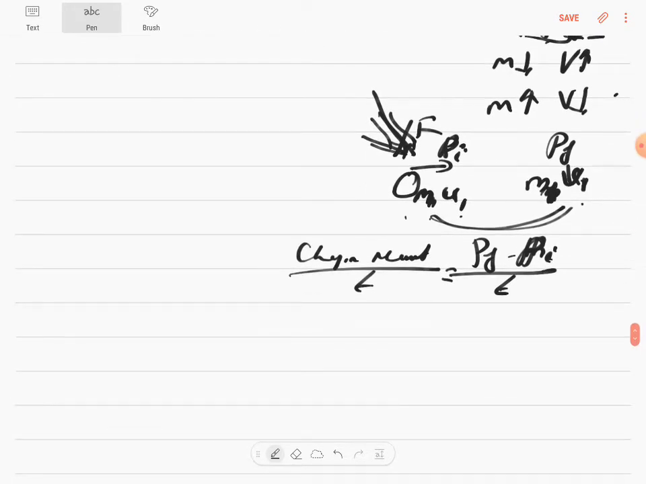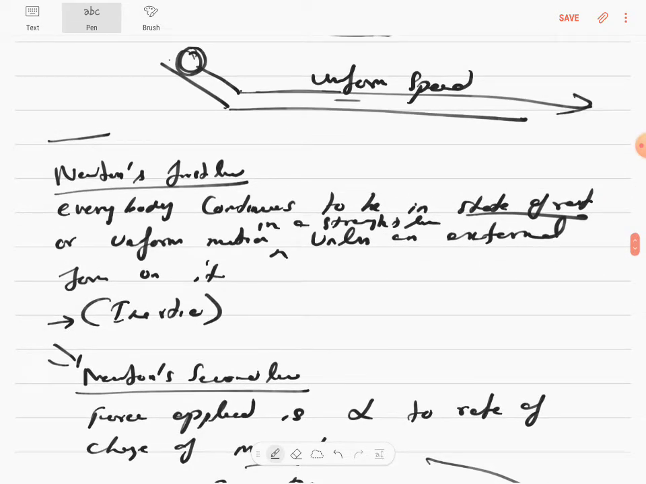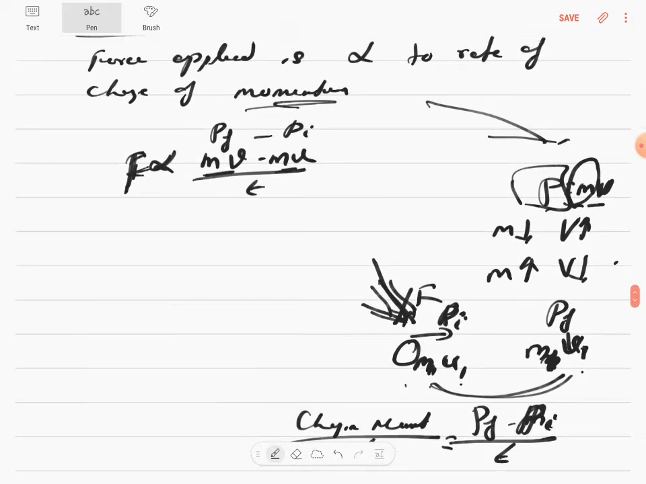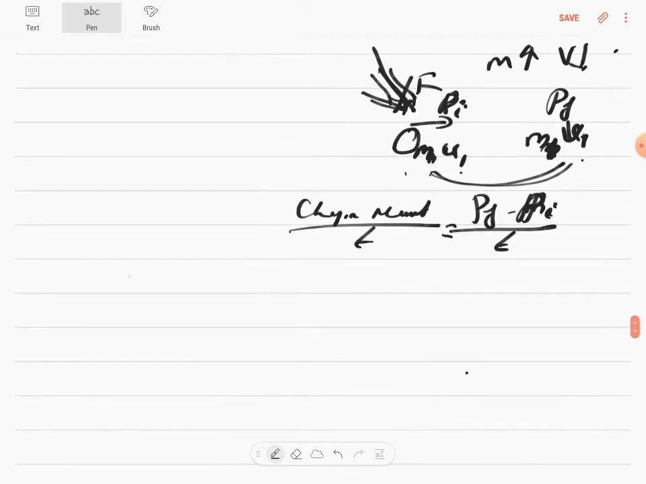Okay. Now, just like in the first law, I spoke about inertia and I elaborated what is inertia and gave you a lot of examples. Just like that, for Newton's second law, I am going to introduce a word called impulse. The phenomenon of impulse is completely attributed to the second law.